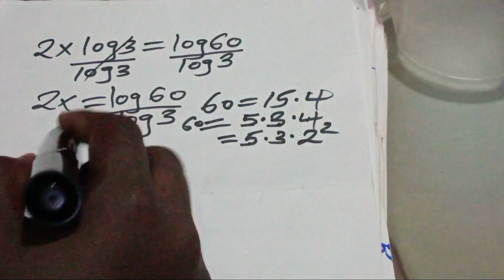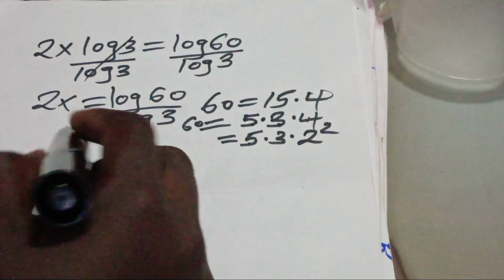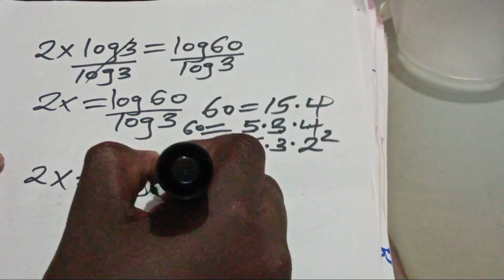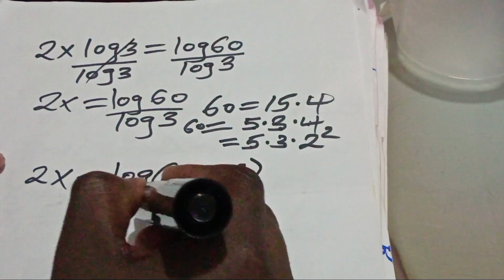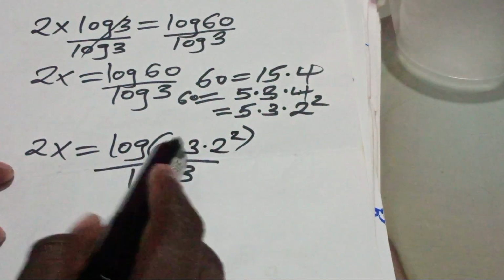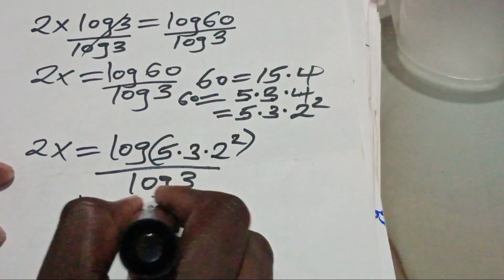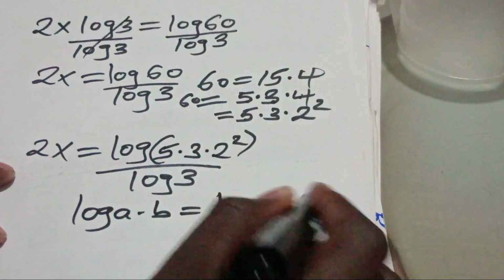So that means that we will have 2x is equal to log 5 times 3 times 2 to power 2 divided by log 3. Okay. Now from what we have here, log 5 times 3 times 2 to power 2, this is in the form of log a times b, which we can express as log a plus log b.